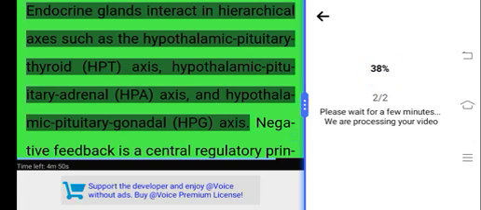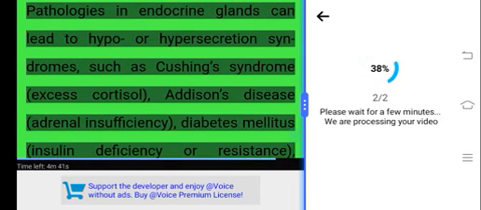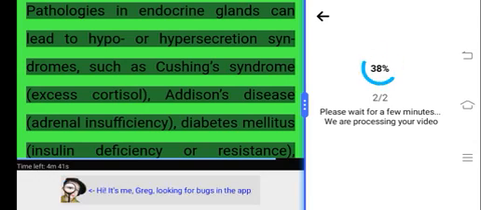Endocrine glands interact in hierarchical axes such as the hypothalamic-pituitary-thyroid (HPT) axis, hypothalamic-pituitary-adrenal (HPA) axis, and hypothalamic-pituitary-gonadal (HPG) axis. Negative feedback is a central regulatory principle. For instance, rising cortisol levels inhibit CRH and ACTH secretion. Pathologies in endocrine glands can lead to hypo- or hypersecretion syndromes, such as Cushing's syndrome, excess cortisol, Addison's disease, adrenal insufficiency, diabetes mellitus, insulin deficiency or resistance, acromegaly, GH excess, and hypothyroidism or hyperthyroidism.